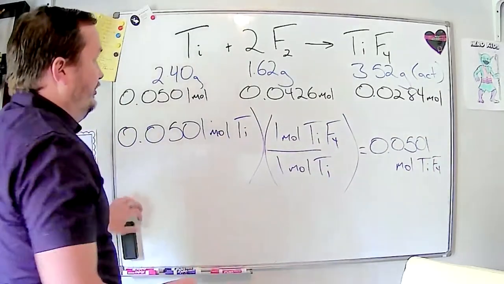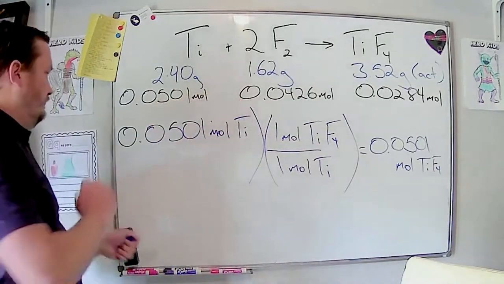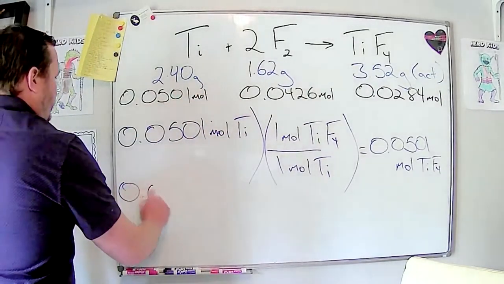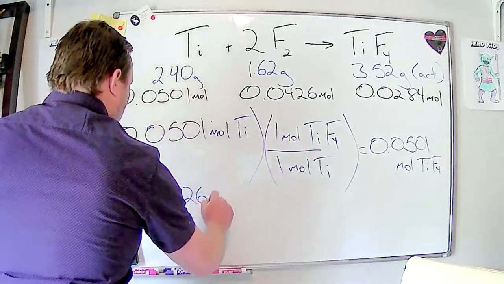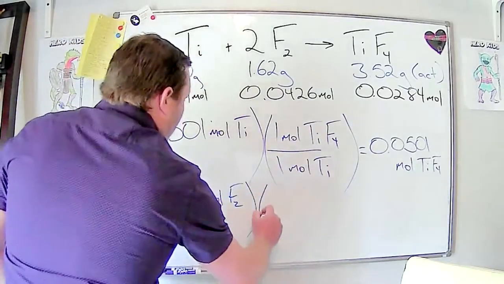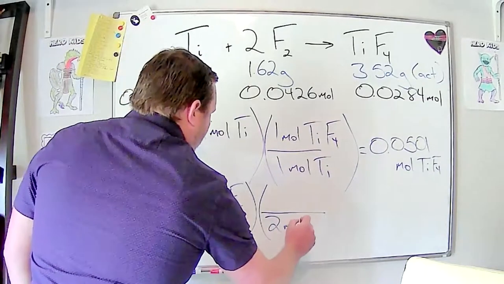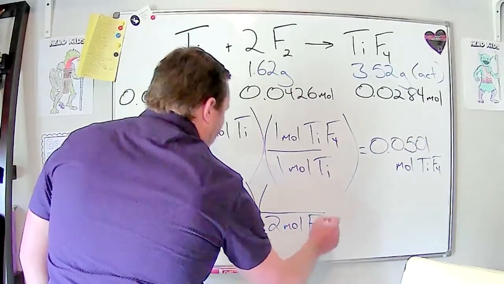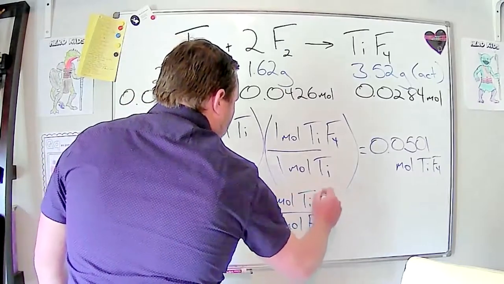And then we're going to compare that to the amount of product we could get if we used up all of our fluorine. It's not a one-to-one ratio here. It's for every 2 moles of fluorine, 1 mole of product.